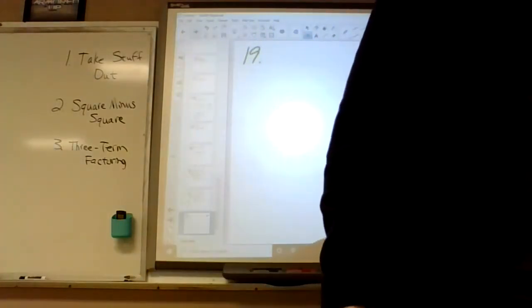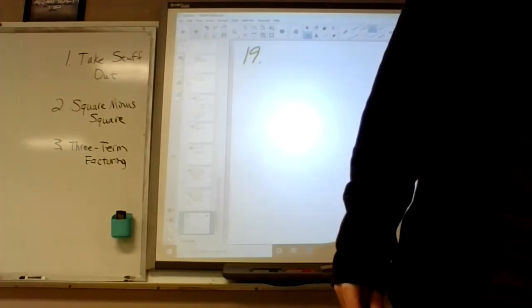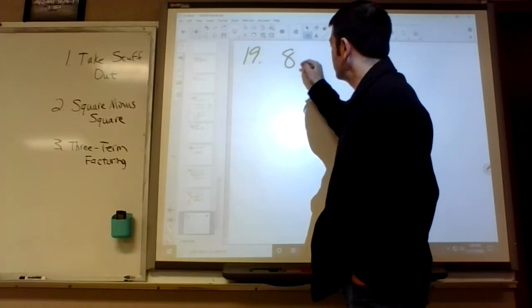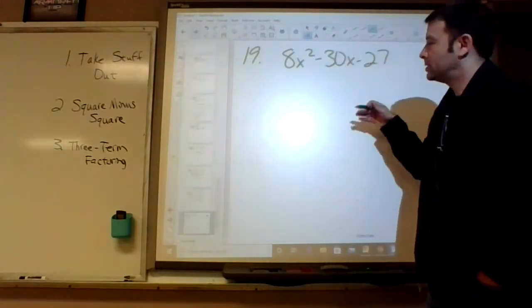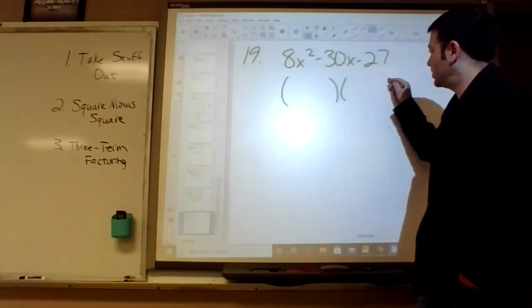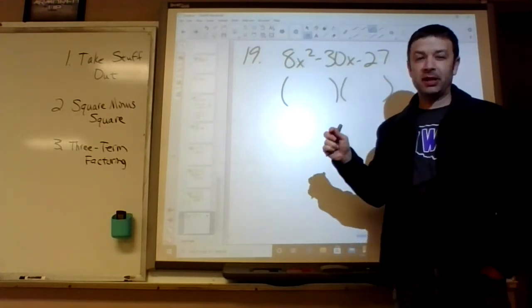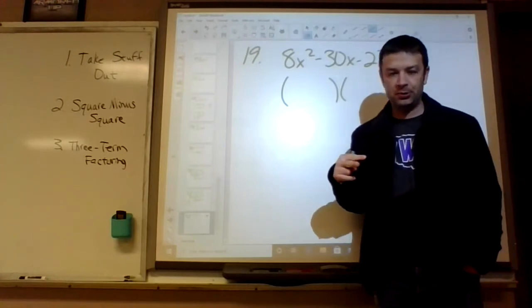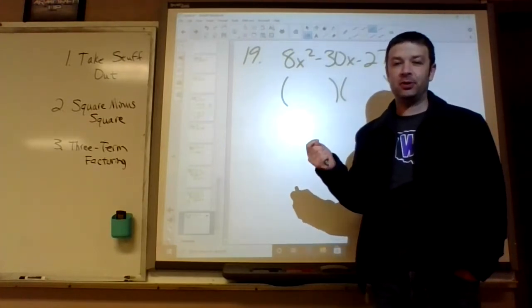Looks like same thing on 19. Does anything come out? No. Okay, 3 term. What's going to go in the front? What goes into 8x squared? Well, there's actually 2 things that could. It could be 8 and 1 or 4 and 2. And you just got to try and find what works.